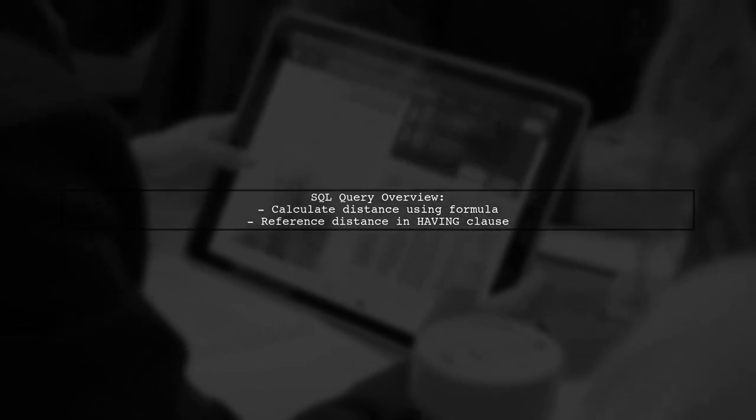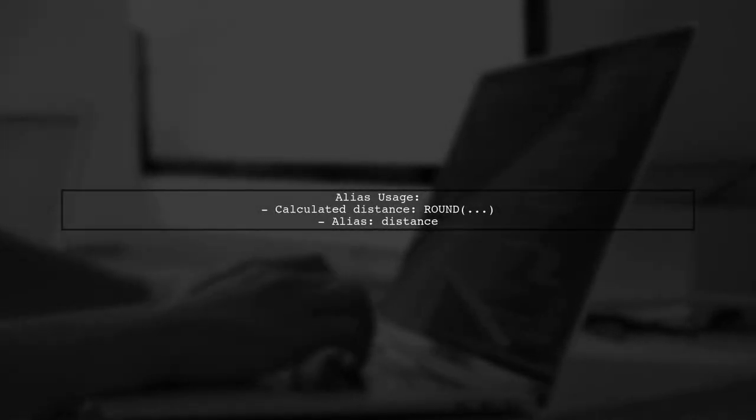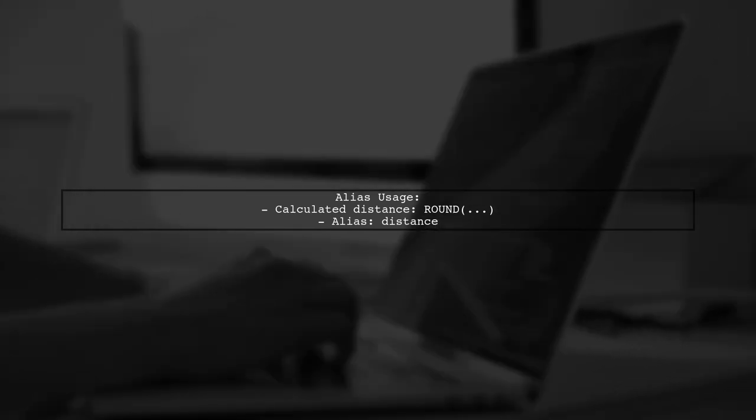In our SQL query, we are calculating the distance using a formula. We need to ensure that we can reference the calculated distance in our having clause. To achieve this, we can use an alias for the calculated distance. In our query, we have already defined an alias called distance.